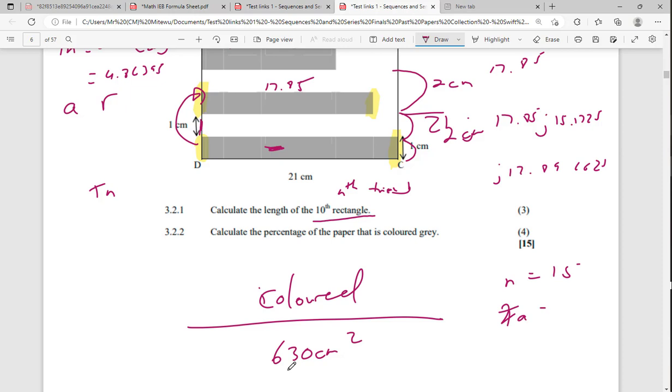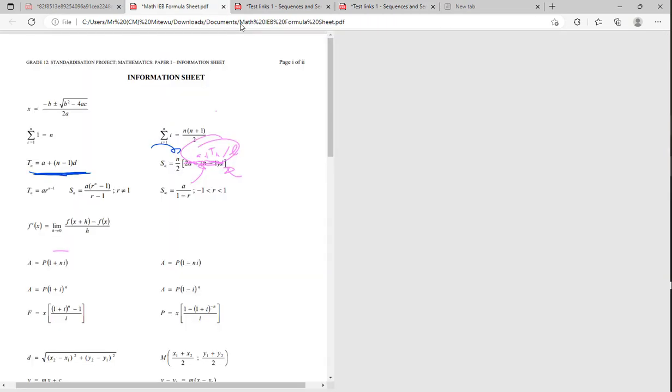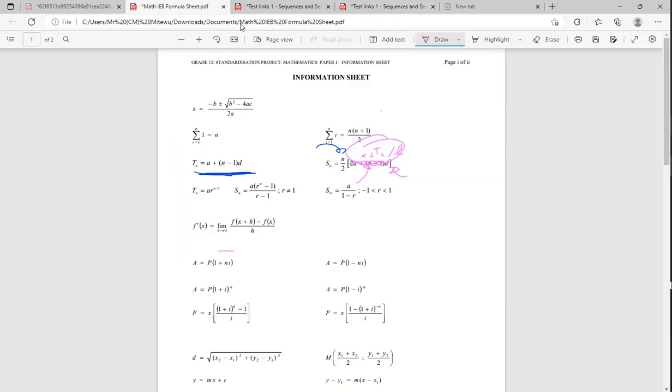R. A is still equal to 21, and R is still equal to what we have there. And now we can use our equation. So let's pull up the formula sheet, and you can see we can use the equation that states S_n is equal to a(r^n - 1) over r - 1.